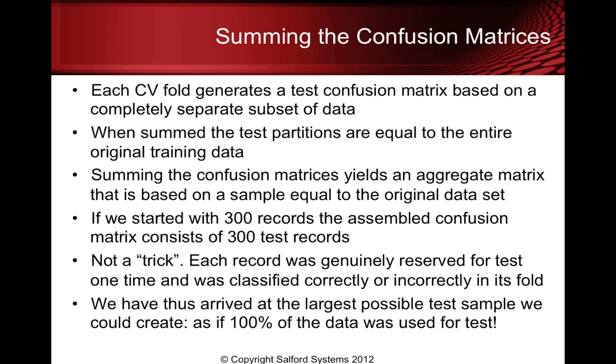So, we've already talked about the summing of the confusion matrices, and I just want to point out again that because we're summing correct and incorrect counts across all 10 test partitions, and the 10 test partitions together are equal in size to the original training data set, we end up with a hypothetical test set that is actually equal to the size of the original training data.